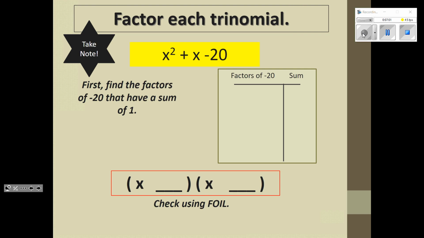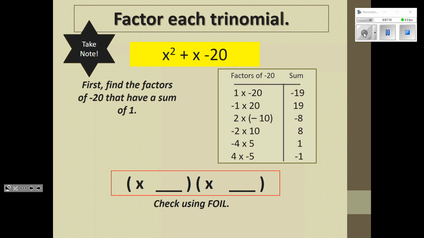Here we have x squared plus x minus 20. So let's see what the factor pairs would be that result in a negative 20. This time we want a negative 20, so we know one of the numbers is going to have to be negative. If we look at the pairs here, all of these result in a negative 20, but we want them to add together to get a positive 1.